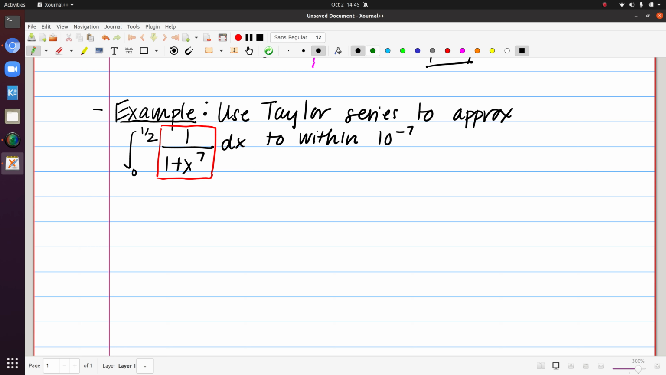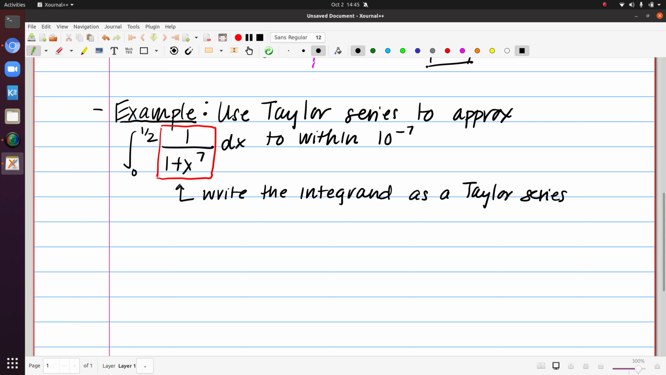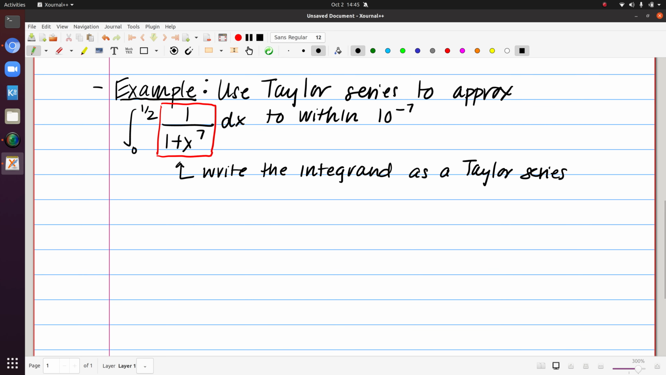So my start here is that I want to write the integrand as a Taylor series. Now we get to choose the center. Notice that one of the points here of my integral is 0, so it makes sense for me to talk about expressing this as the Taylor series centered at 0. So to do so, we can practice what we have learned about using old Taylor series to create new ones.